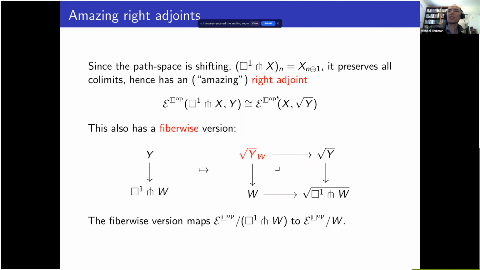We're going to use this to construct universes, which is also sort of a standard thing in cubical type theory and models of cubical type theory. I want to mention that this amazing right adjoint also has a fiberwise version.